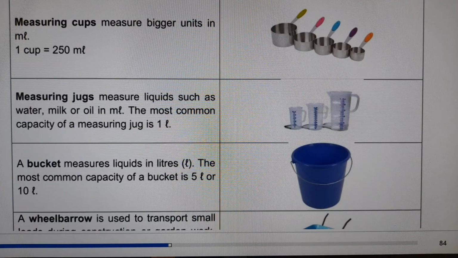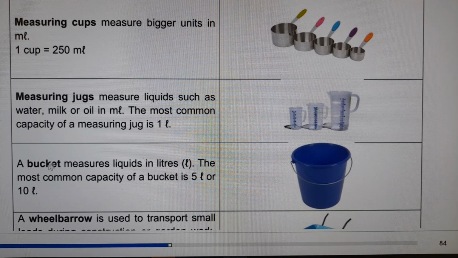And we have measuring cups. Measuring cups measure bigger units in milliliters. 1 cup is equal to 250 milliliters. Measuring jugs measure liquids such as water, milk, or oil in milliliters. The most common capacity of a measuring jug is 1 liter.